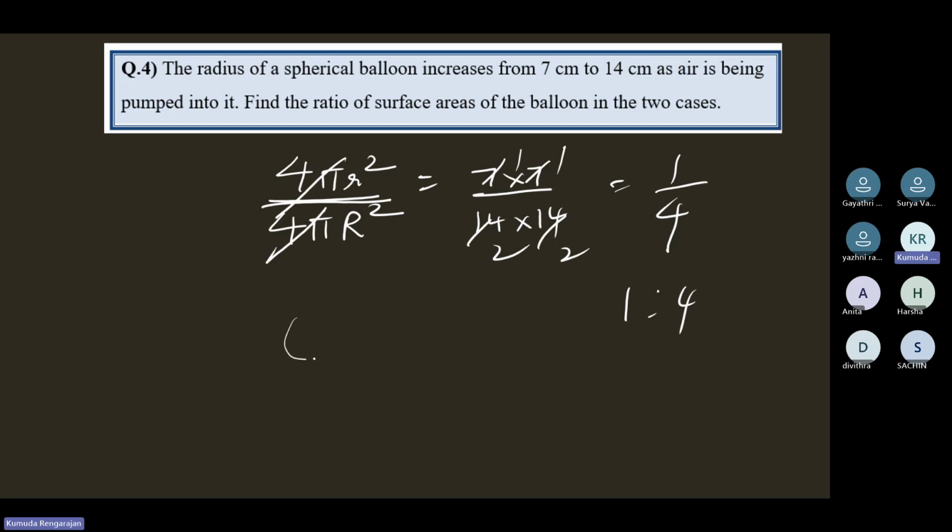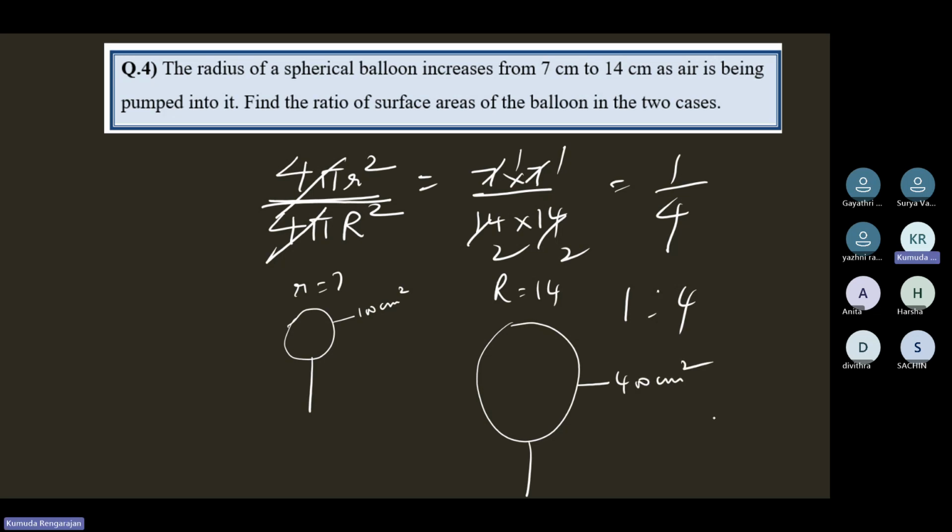So when the radius is 7, if the surface area is, for example, 100 centimeters square, when the radius is 14, the surface area will be 400 centimeters square. The ratio is 1:4. If it is 100 centimeters square, it will be 400 centimeters square. If it is 200 centimeters square, it will be 800, 4 times, 800 centimeters square. 1:4 is the required ratio.